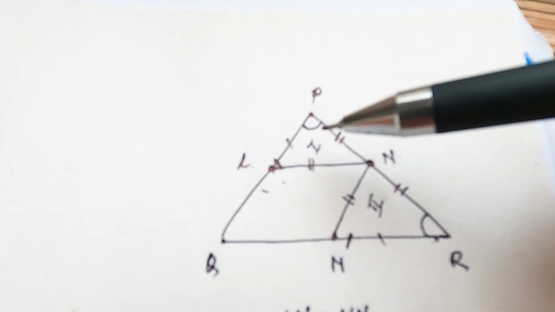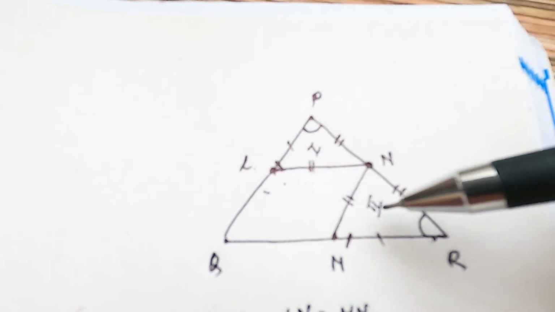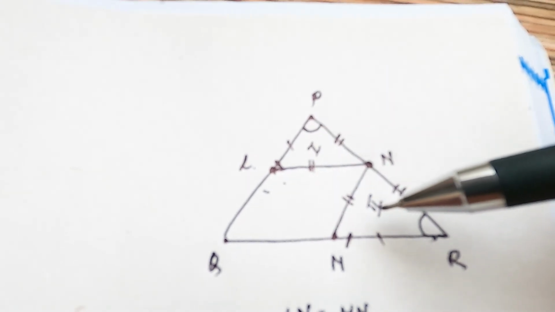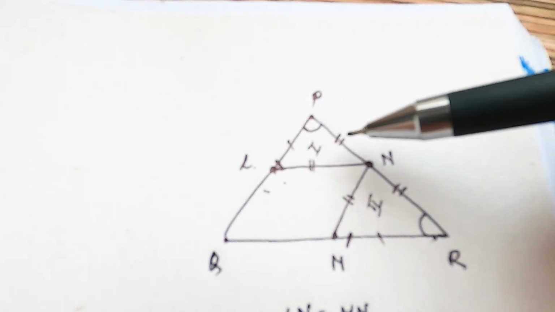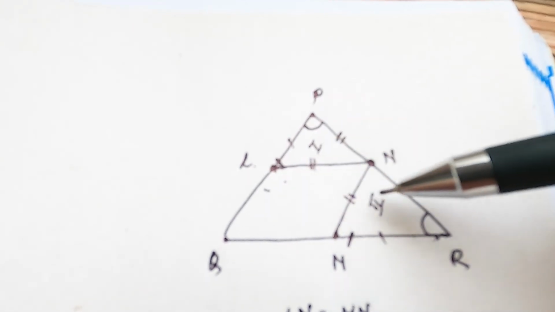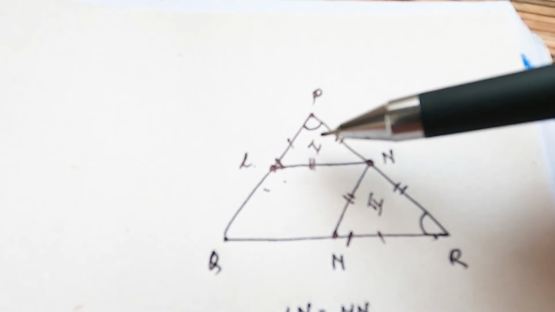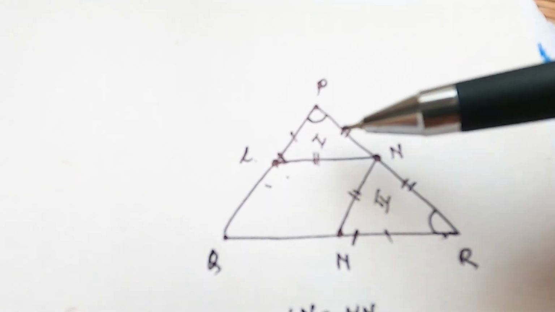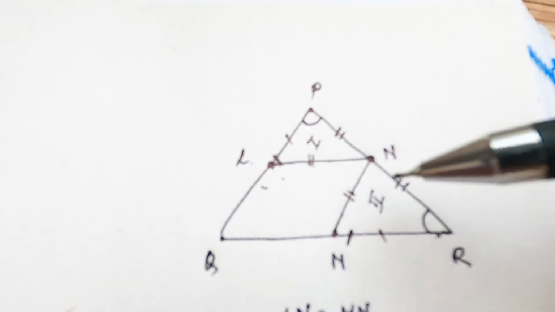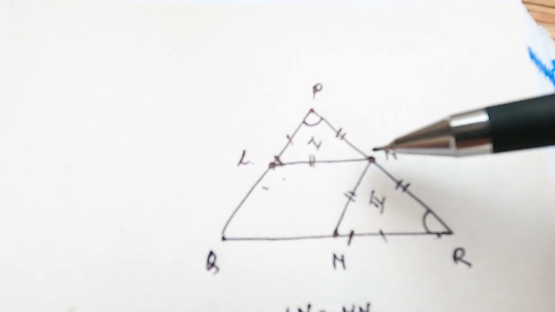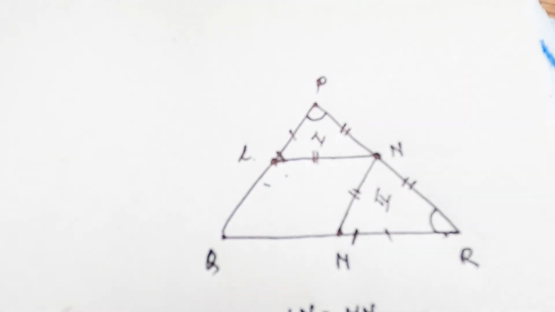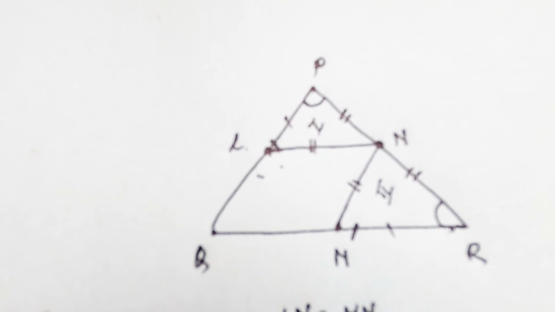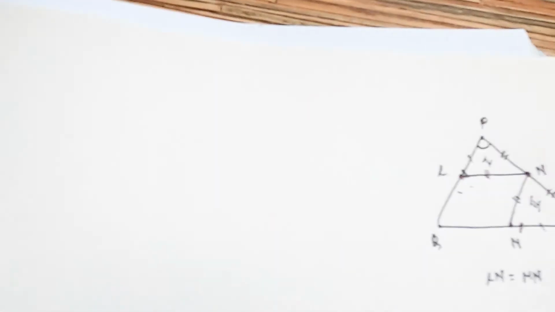So in this case we can say that triangle 1 is congruent to triangle 2 by SAS congruence, the side angle side property. So therefore, if they are congruent, we can say that LN is equal to MN by CPCT. All right, so now let us write the written portion.